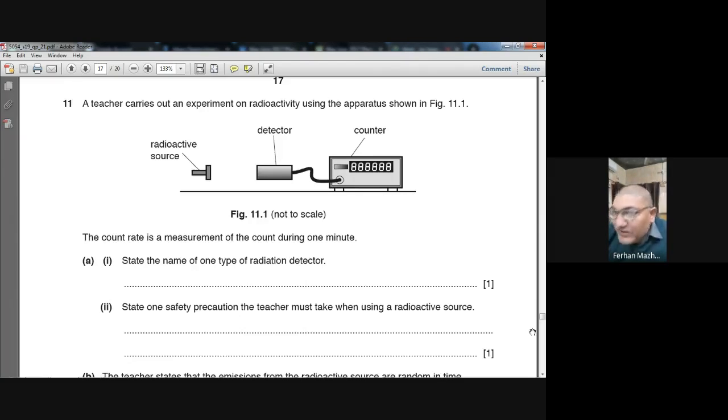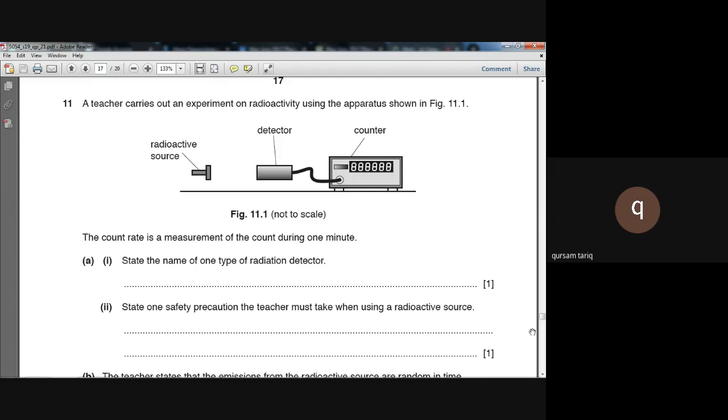So on your screen, we have question number 11. It says the teacher carries out an experiment on radioactivity using the apparatus shown in figure 11.1. The count rate is a measurement of the count during 1 minute. State the name of one type of radiation detector.